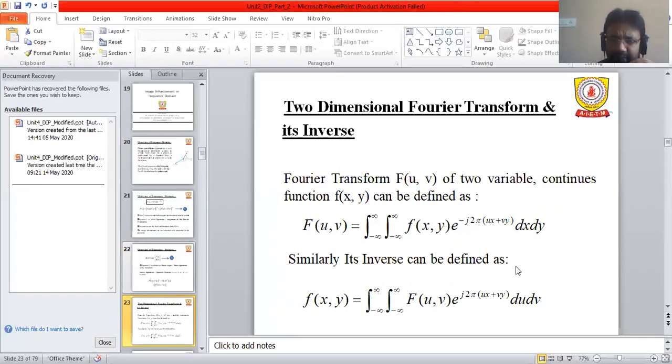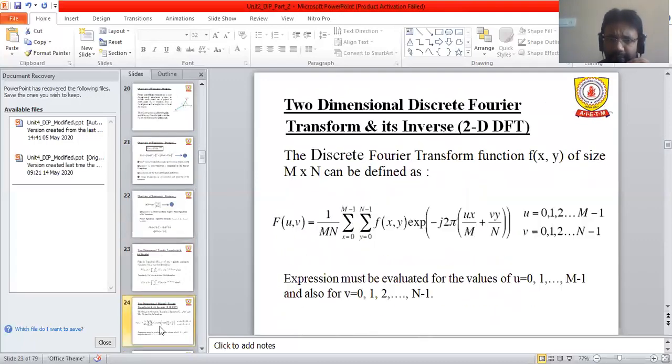Similarly, its inverse can be defined as follows. We take f of x y equal to the double integral from minus infinity to infinity of F of u v into e raised to the power j 2 pi times u x plus v y, du dv. So that is the change that takes place here. Here we have x and y, and here we have u and v when we are computing the inverse. So small f of x y is equal to this expression. This is for the two-dimensional Fourier transform.